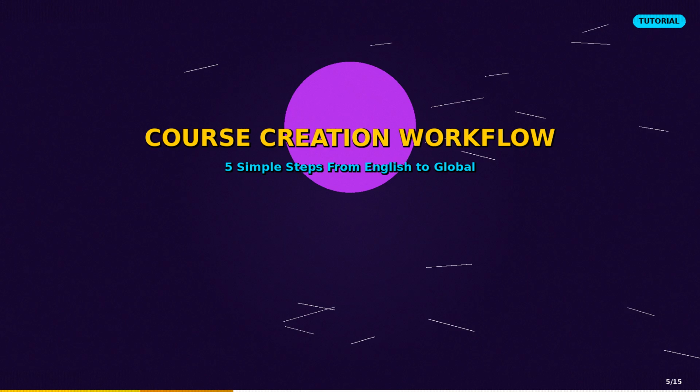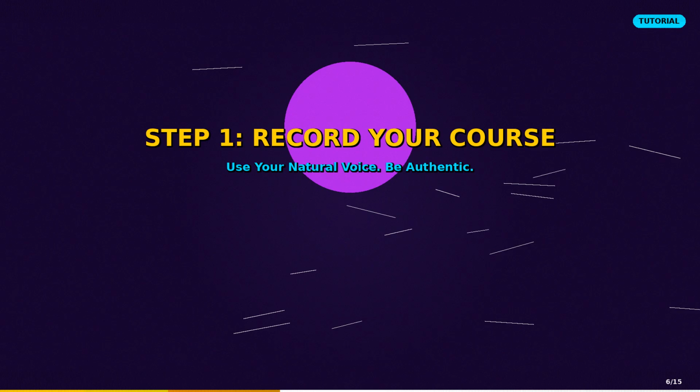Step 5. Sync the audio with your slides or screen recordings. You already have the visual content from your original English course. Just replace the audio track. That is it. 5 steps. Your course is now multilingual.